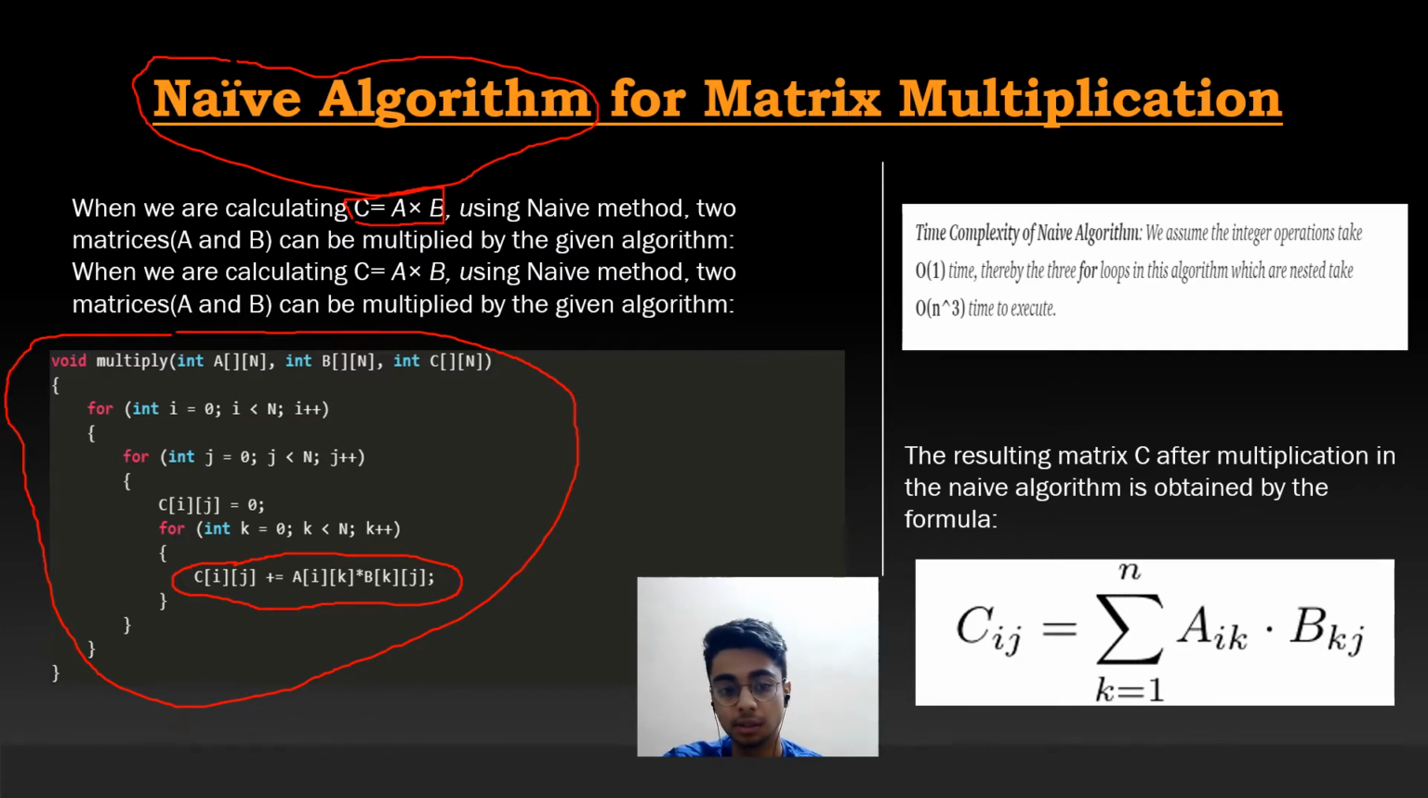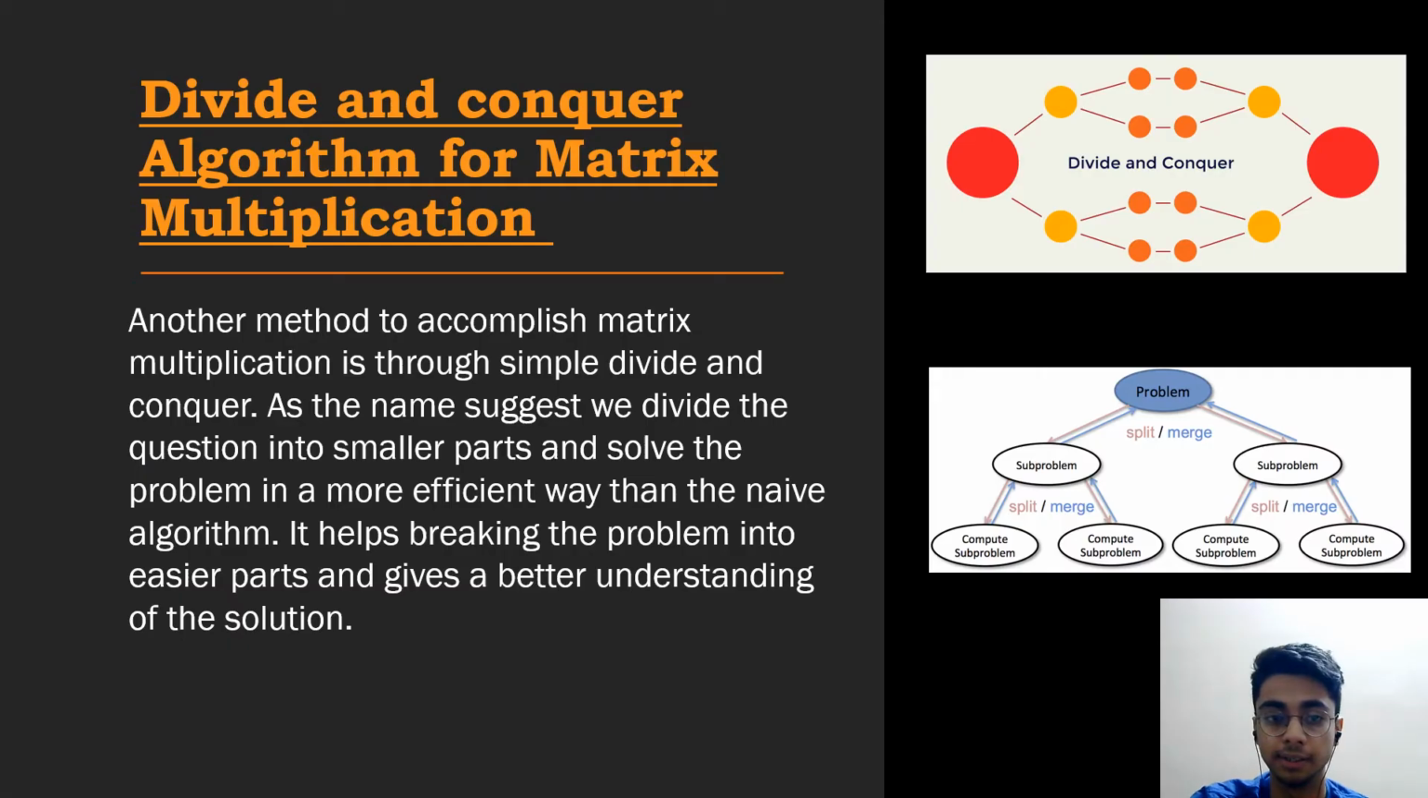Now analyzing this algorithm that we have written here, the time complexity comes out to be O n cube, that is big O n cube, and this is the formula that we use for calculating the values that will be in the resultant matrix. But this big O n cube time is not the time we are expecting. We think that we can do better. So let's see another example of those algorithms, that is the divide and conquer algorithm for matrix multiplication.